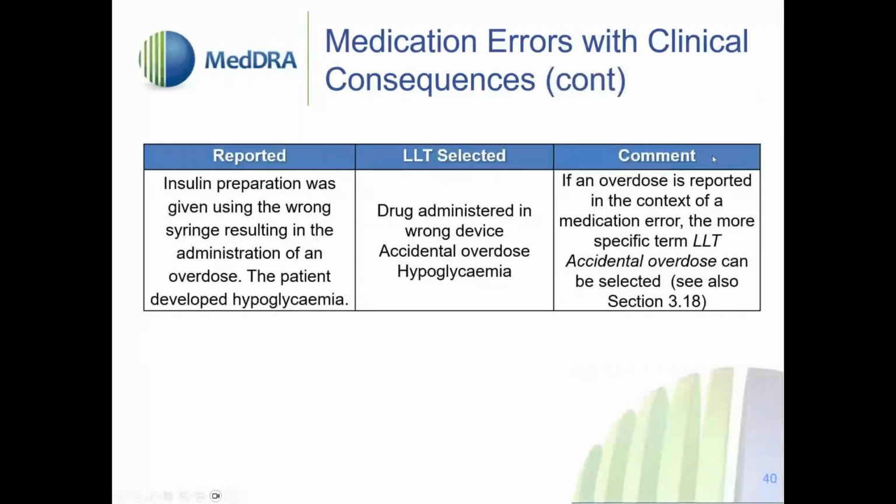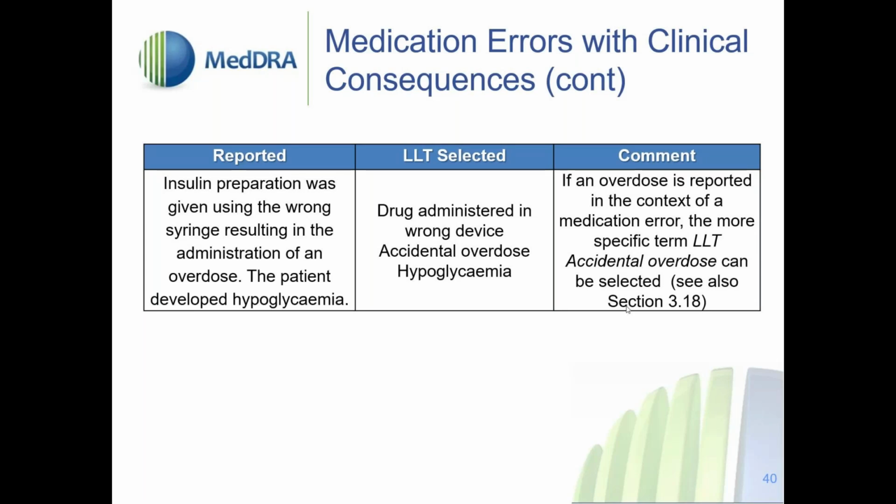So insulin preparation was given using the wrong syringe. It resulted in the administration of an overdose, and the patient developed hypoglycemia. So again, the clinical consequence, hypoglycemia, is there. We do have the medication error, that the drug was administered in the wrong device, an example of a nuanced LLT that gives you nice, neat details. But what about the overdose? The reporter is telling us an overdose happened. So I can code the overdose.